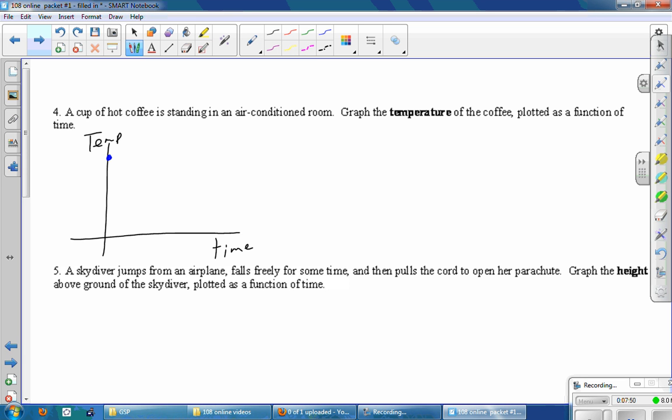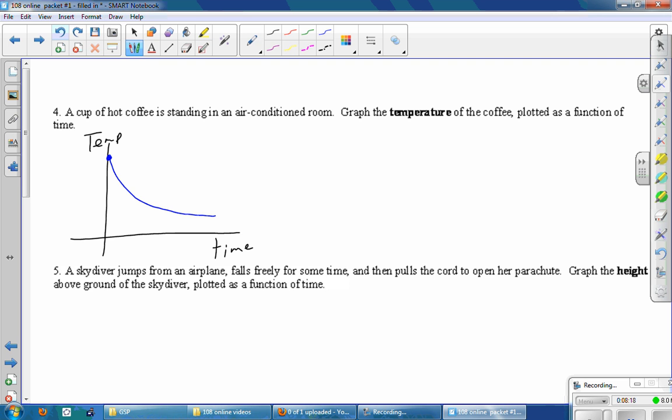But it's sitting in an air-conditioned room, which means the coffee is going to cool off. So the temperature's got to be decreasing, but there are a few different ways the temperature can decrease. It can decrease at a constant rate, it can decrease like that, or it can decrease like that. Only one of them makes sense in the scheme of this problem. Hopefully we see that the coffee's temperature is going to decrease pretty rapidly in the beginning, but then it's going to decrease less and less.